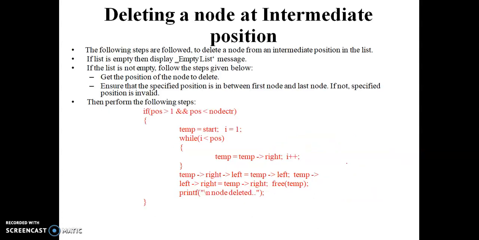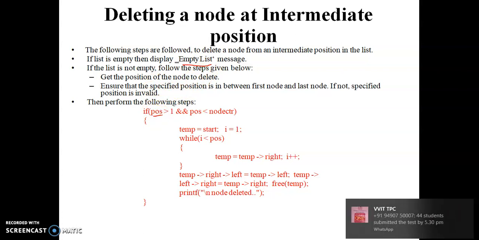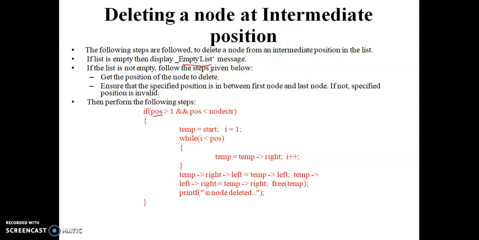Next, deleting a node in the intermediate position. For this, initially we'll check whether the list is empty or not. If it is empty, we'll show the empty list. Otherwise we'll take a position, that is the POS variable value, through scanf, and then check whether the position is valid or not. The position must be in between the first node and last node.